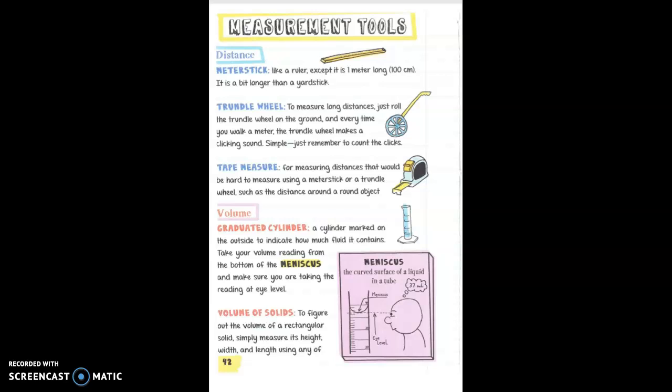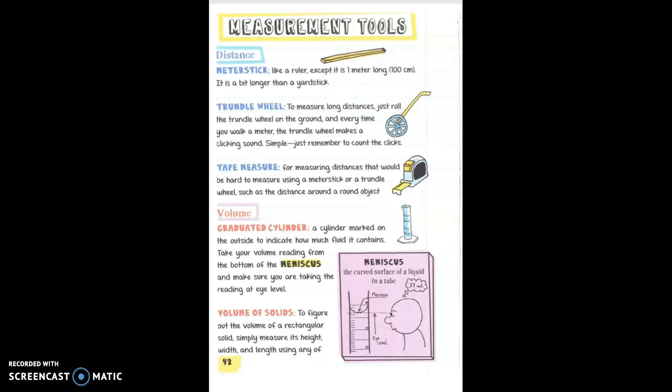They're easier. Volume. Graduated cylinder. A cylinder marked on the outside to indicate how much fluid it contains. Take your volume reading from the bottom of the meniscus and make sure you are taking the reading at eye level. The meniscus is the curved surface of a liquid in a tube.